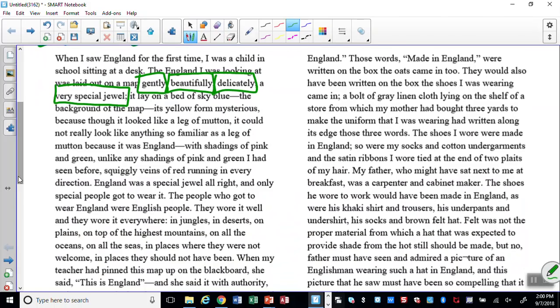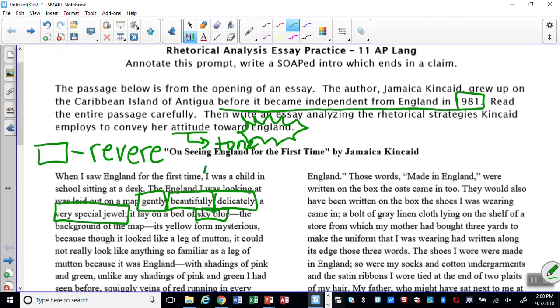And it lay on a bed of sky blue. That's a pretty color. It's like the heavens. And that's the background of the map. So then I start getting into this hideous description of leg of mutton. And I'm sort of confused at this point because she's contrasting two things. England is shown as a very special jewel, but then it's just this hideous leg of mutton with veins and red and pink and green. So I'm going to go ahead and do a zigzag line for disgust.